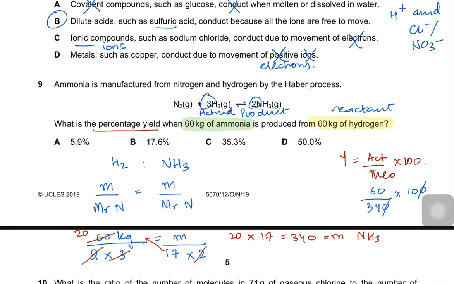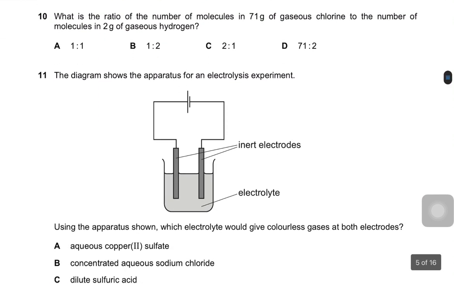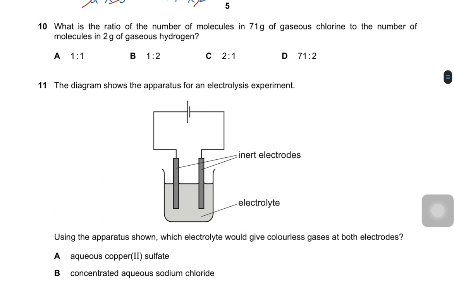It's going to be 6000 divided by 340, which is 17.64%. Where do we have it? In option B. So 9 is B for Barrows again. What is the ratio of the number of molecules in 71 gram chlorine?